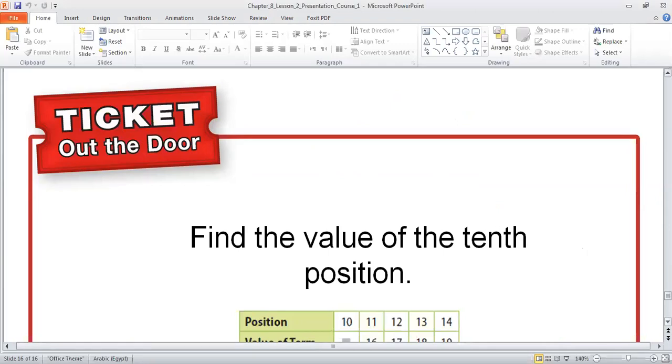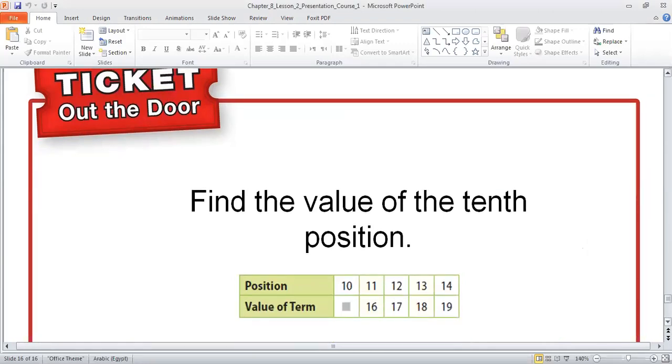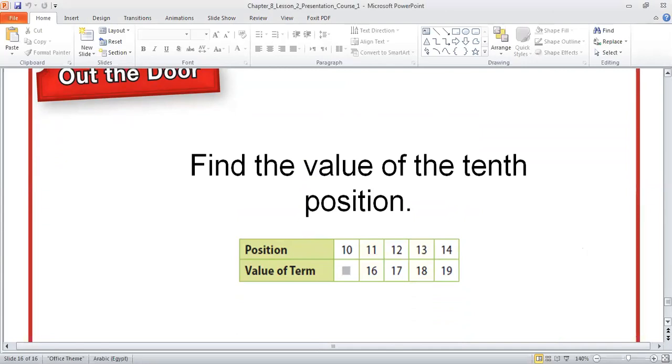Look at this example, my friend. Okay, can you see it? Look with me. I have here 10, which becomes an unknown. I have here 11, becomes 16. I have here 12, becomes 17. I have here 13 becomes 18. I have here 14 becomes 19.